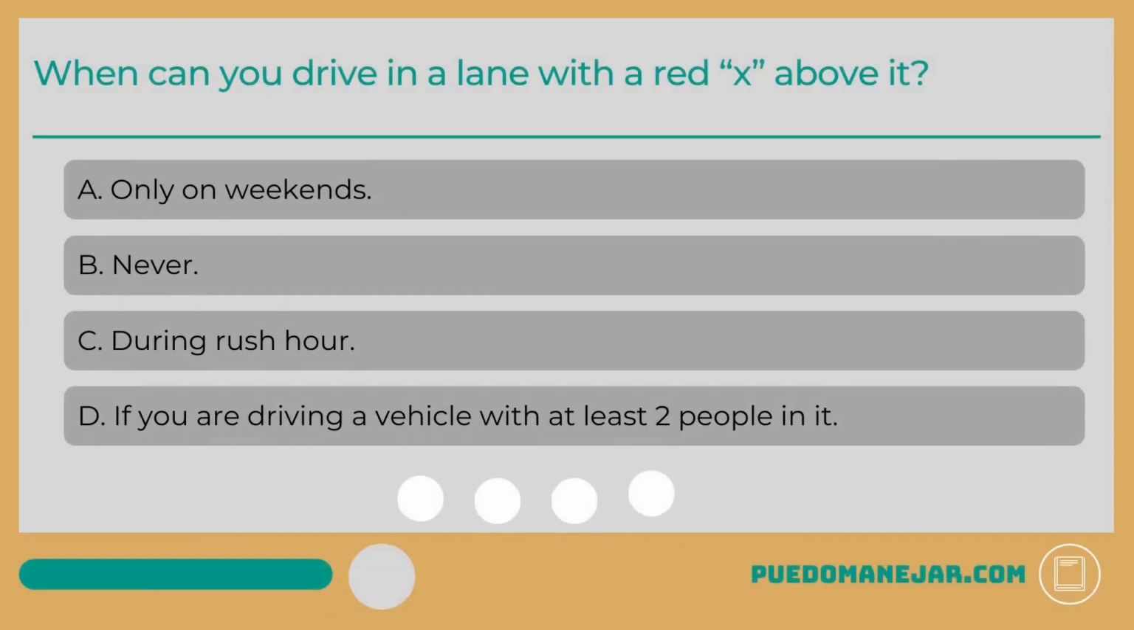When can you drive in a lane with a red X above it? A. Only on weekends. B. Never. C. During rush hour. D. If you are driving a vehicle with at least 2 people in it.